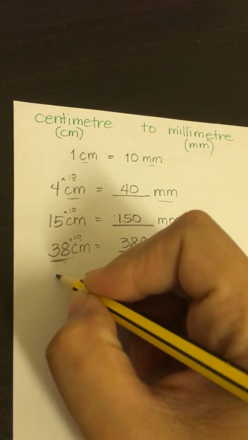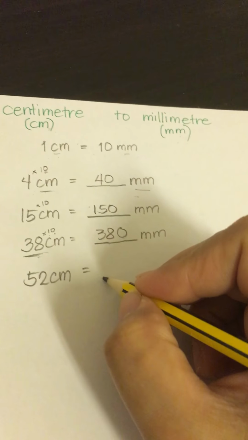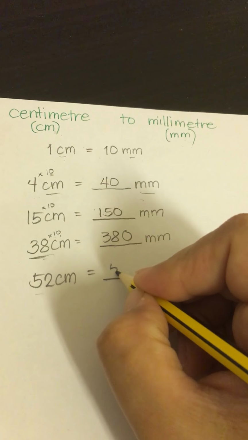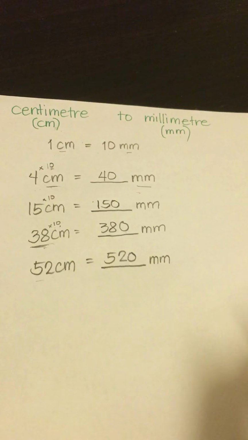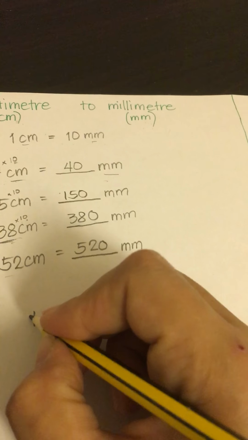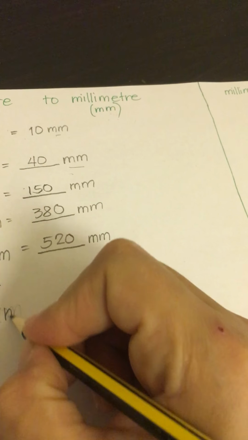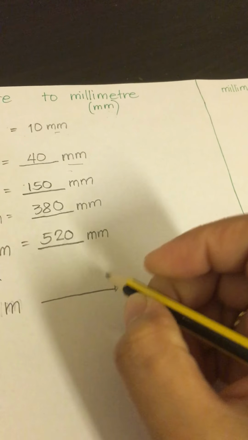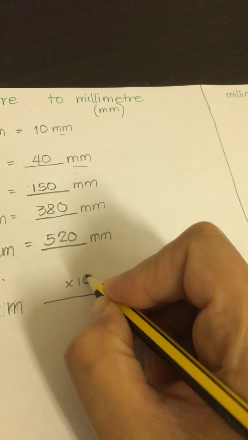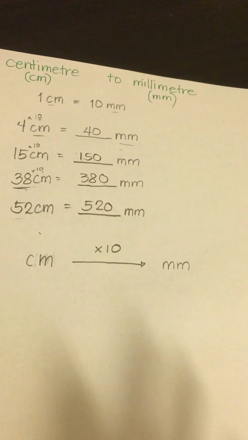Last example, let us say 52 centimeter multiplied again by 10 to become millimeter. So 52 will be 520 millimeter. So we learned that when we change centimeter to millimeter, all we have to do is multiply it by 10.